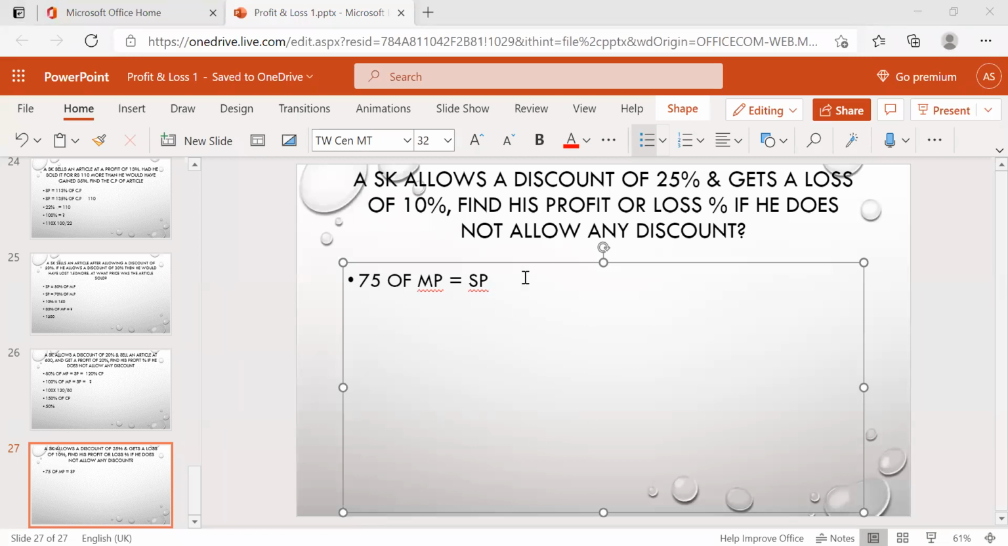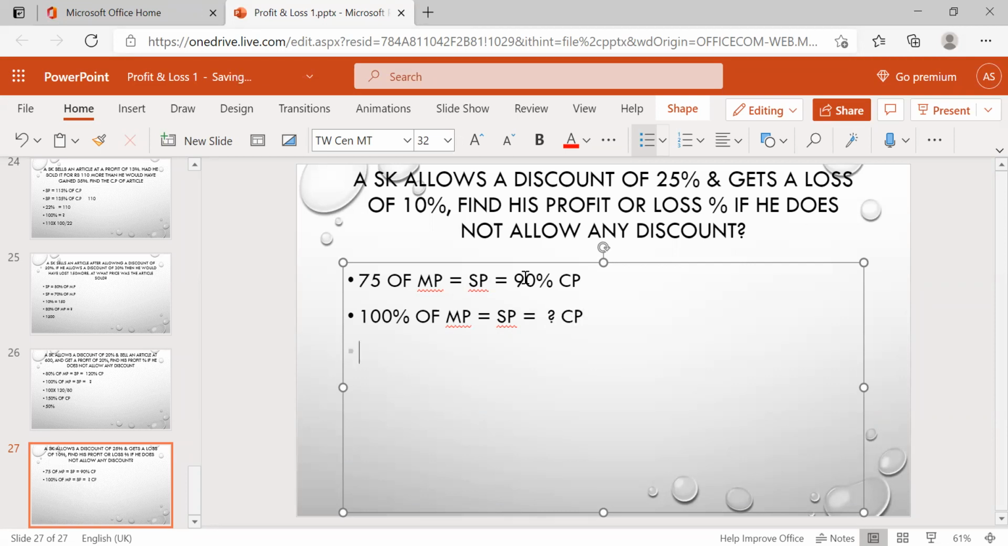See here, 75% of mark price equals 90% of CP. That's it, right? He got a loss of 10%, which means 90% of CP only. Then if he does not allow any discount, 100% of mark price equals SP, and we need to find out whether it is profit or loss. We don't know that actually.